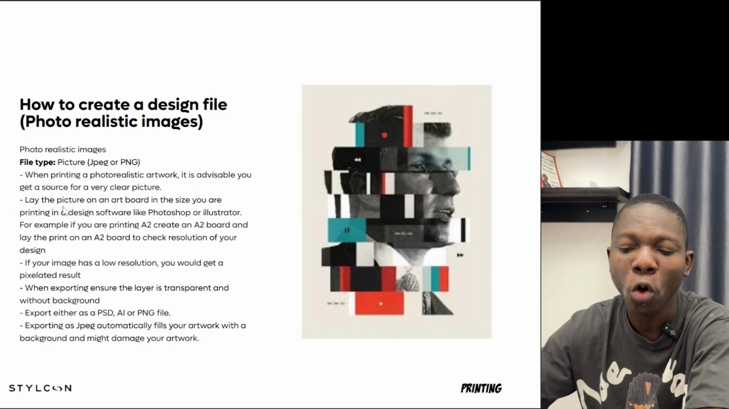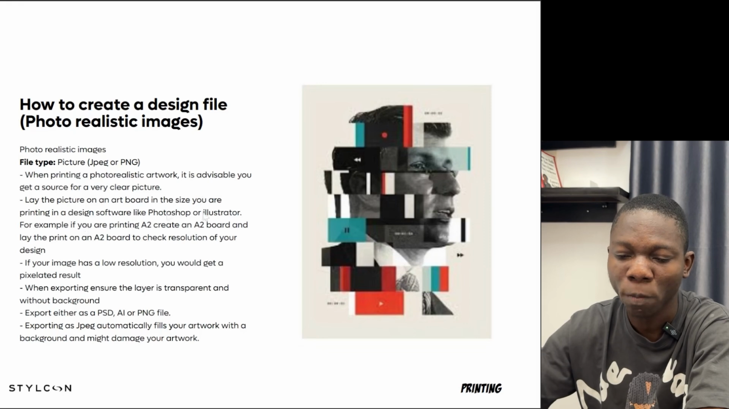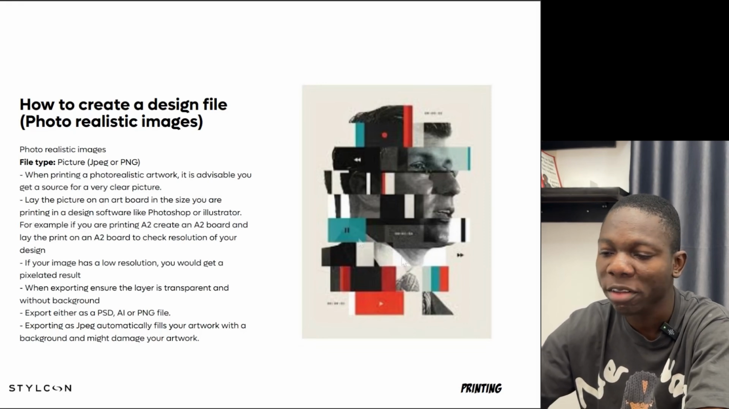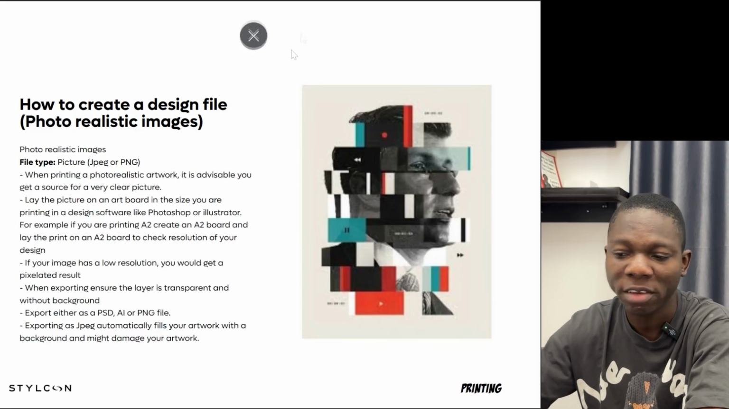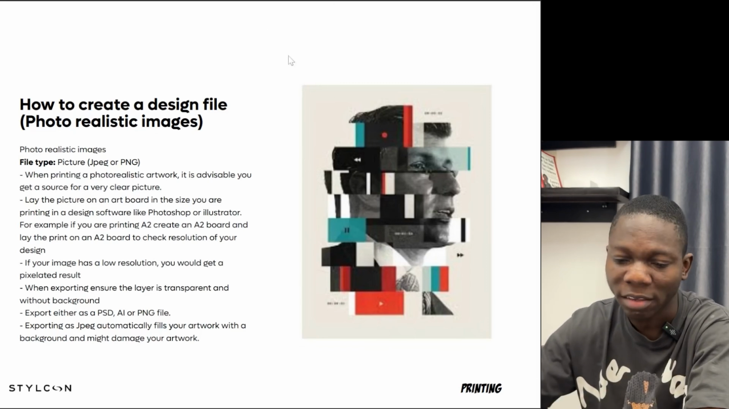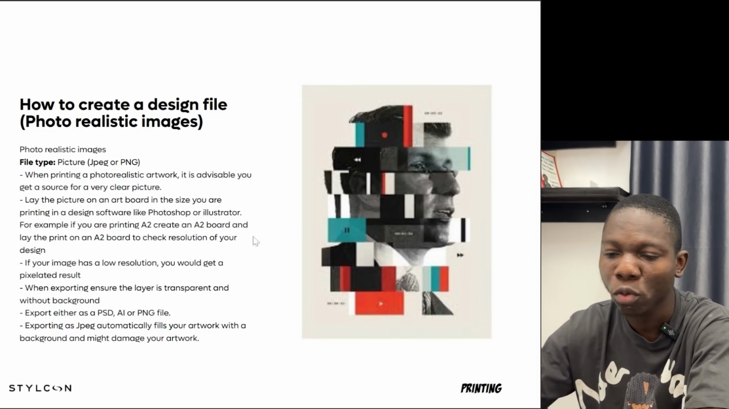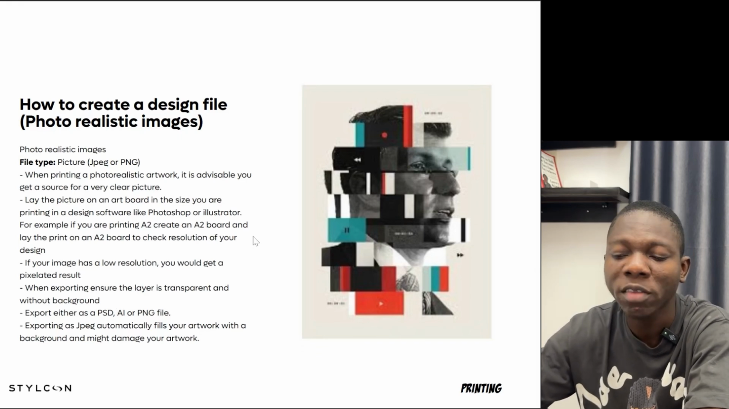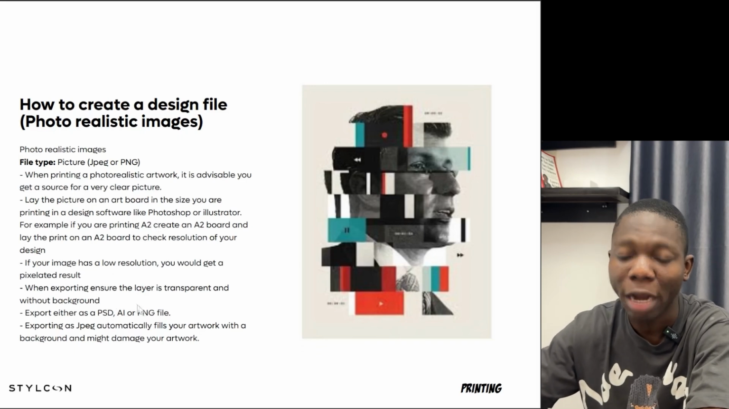When you are printing artwork like this, it's advisable you source for a very clear picture. You lay the picture on an artboard, let's say in Photoshop or Illustrator. And let's say, for example, your printing size is 16 by 23 inches, which is an A2, or 10 by 15 inches. It can be any size. You create a board in designing software and you lay your artwork into that board. I'll give an example when I'm teaching how to lay prints for DTF.